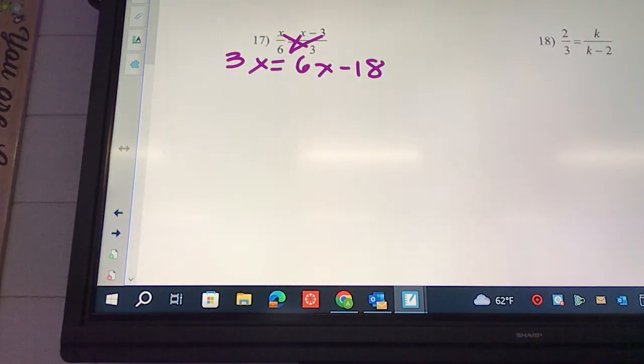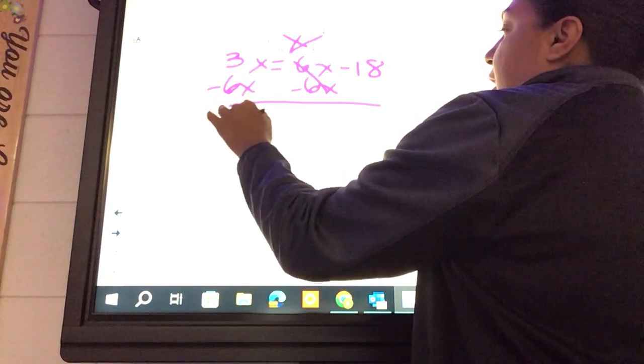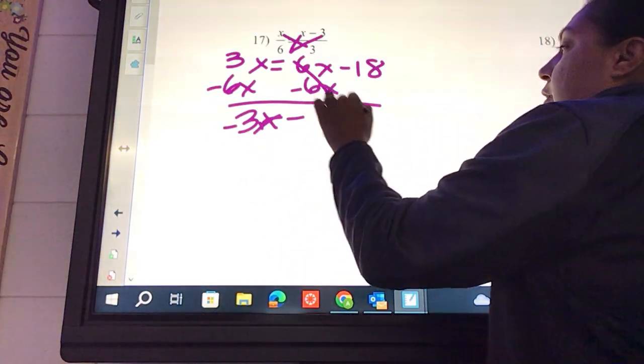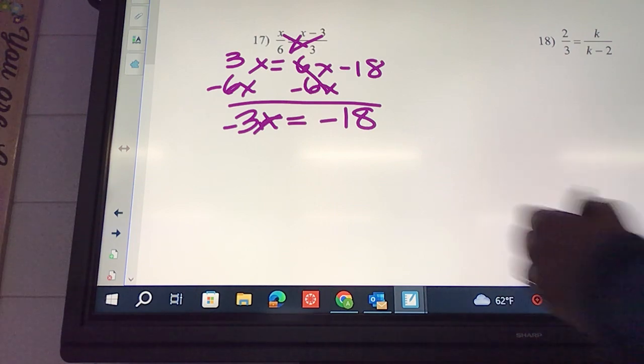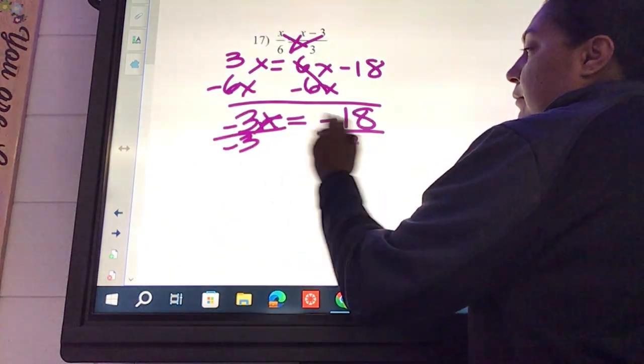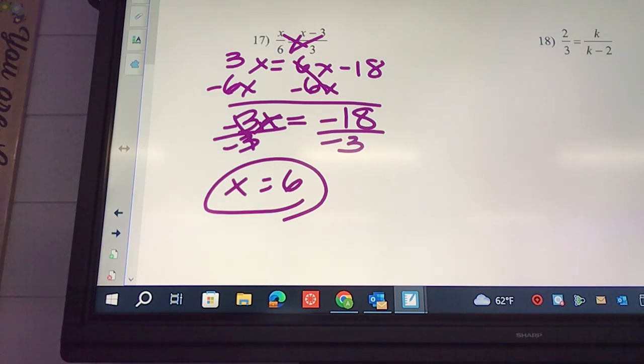Okay, so again, I'm gonna move letters to the left and numbers to the right, so I'm gonna subtract 6x. I got -3x. Oh my gosh, I wrote R again. Equals -18. Okay, and then I'm gonna divide by -3. So I'm gonna get x equals 6. But you have the other one too. Yeah, I still have that one.